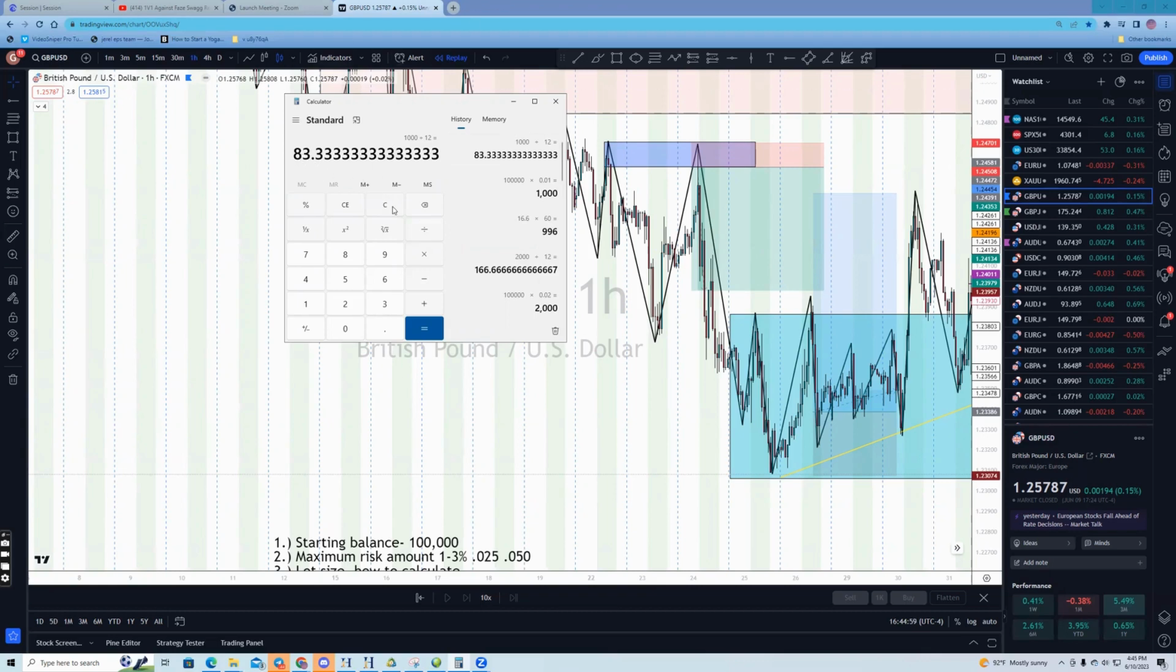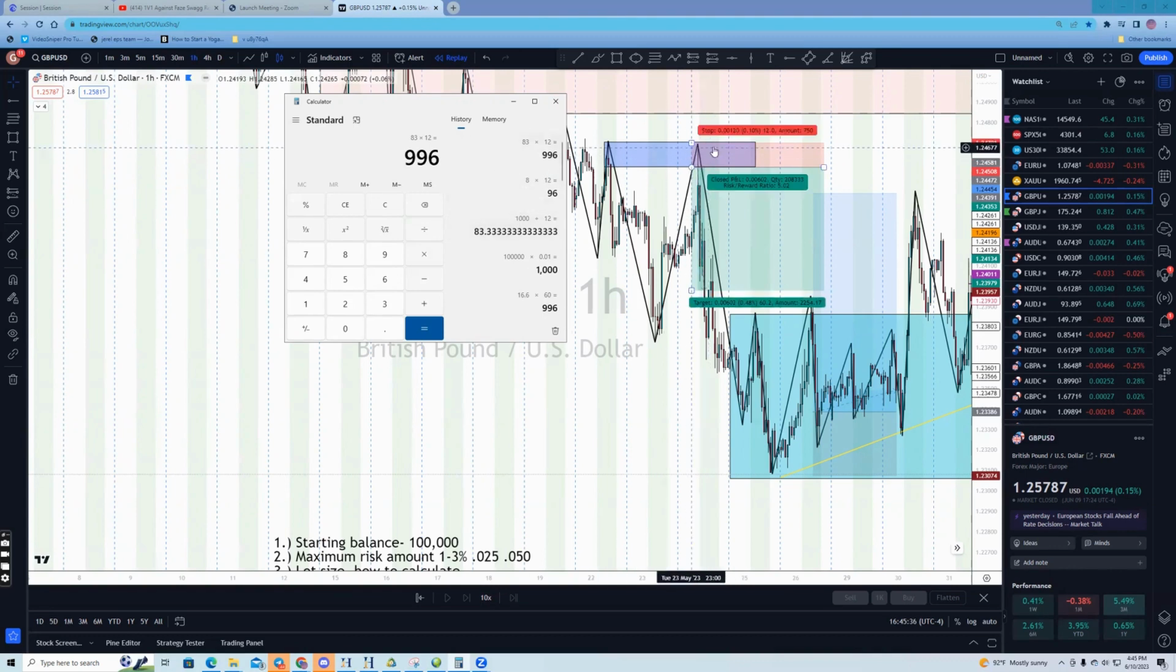So $8 a pip, which is not bad, times 12, right? Gives you what? 996. Our number is 12 pips, but it's 0.83. So 0.83 times 12 gives you 996. Does that make sense? Remember, I moved the decimal over twice, 1, 2. That's almost $1,000. That's the amount that you're risking per trade.